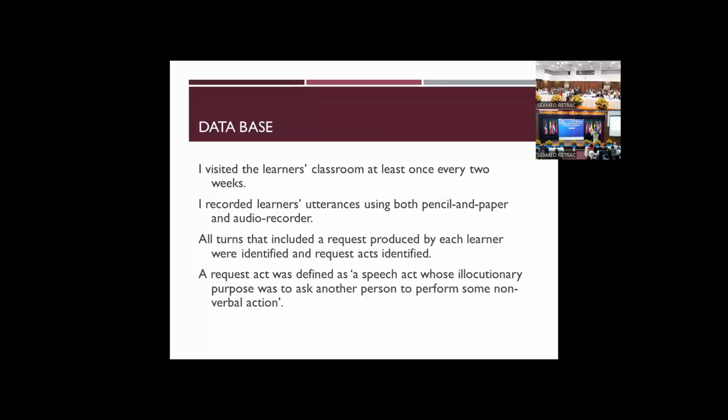This is the data that I collected. I visited the learners' classroom at least once every 2 weeks, and I recorded the learners' utterances in 2 ways. I used pencil and paper, writing down what they said, together with information on the context in which they said it, and I also audio recorded them.